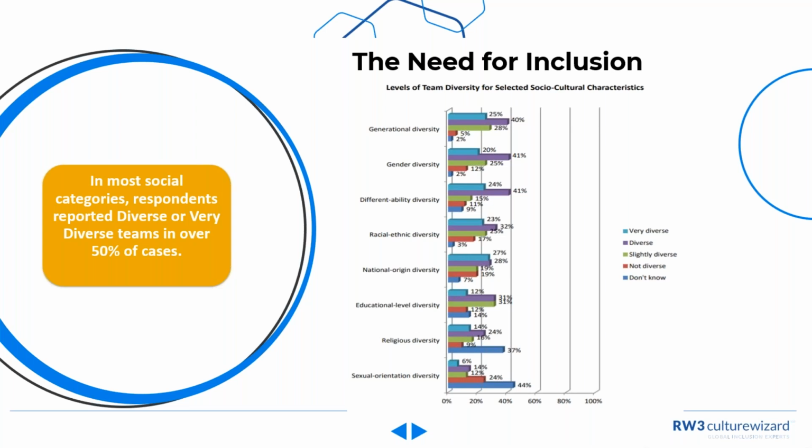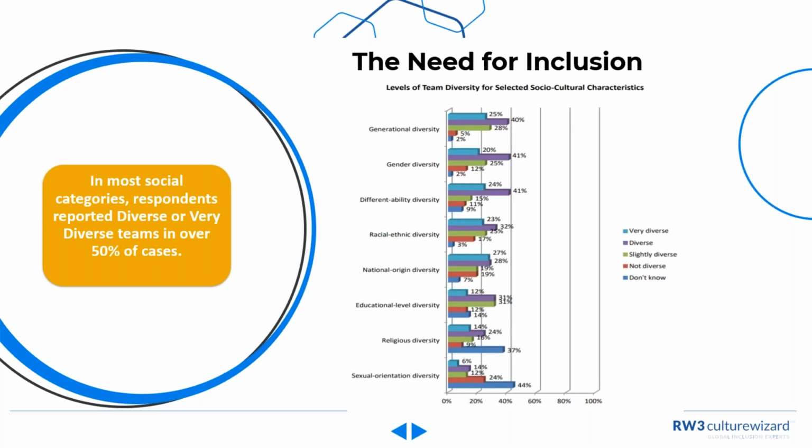And the reason why is because, as you can see on the screen here, our workplaces are becoming more and more diverse every day. What you're seeing here is all these different types of diversity: generational, gender, different ability, racial, ethnic, national origin. Majorities are answering that their workplaces are very diverse or diverse. This is data from 2022, I believe. It's been getting more and more diverse every time we run this study. This is from a study that we did here at RW3. If you're interested in the report, just write that into the questions box and I'll send that over to you if you haven't seen it yet.